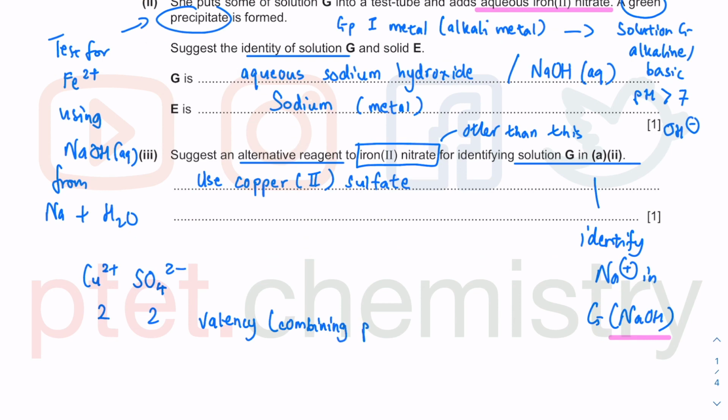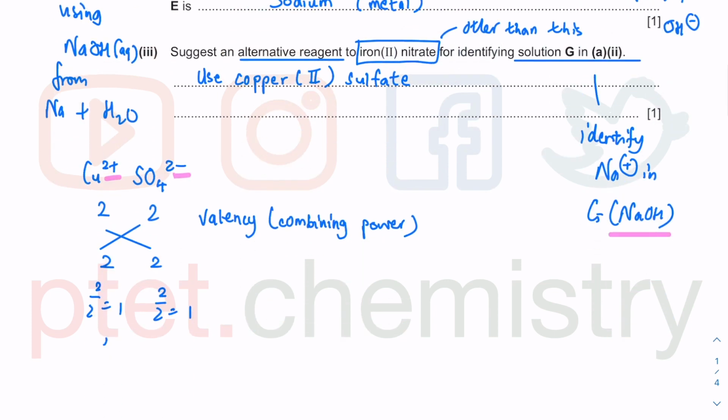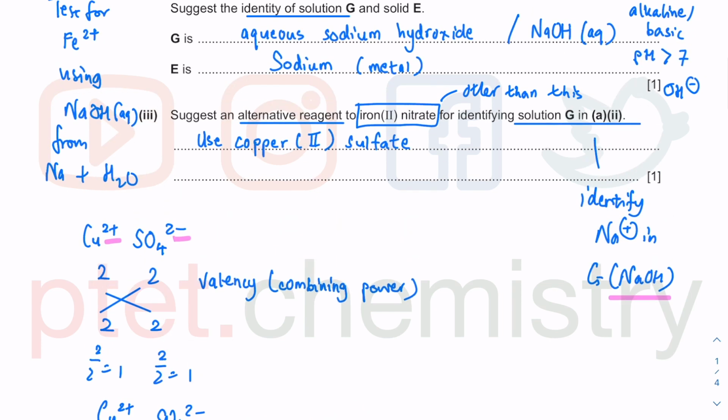So you're combining power based on the charges of the ions. We do the crisscross, lowest common multiple, but then you've got to divide by the smallest number to get the simplest whole number ratio. Just one of the copper 2 plus, just one of the SO4 2 minus: Cu, one of it, SO4, one of it. This is known as copper, with a 2 plus charge on the ion, and then you call it sulfate there. Regardless, they don't ask for the formula.